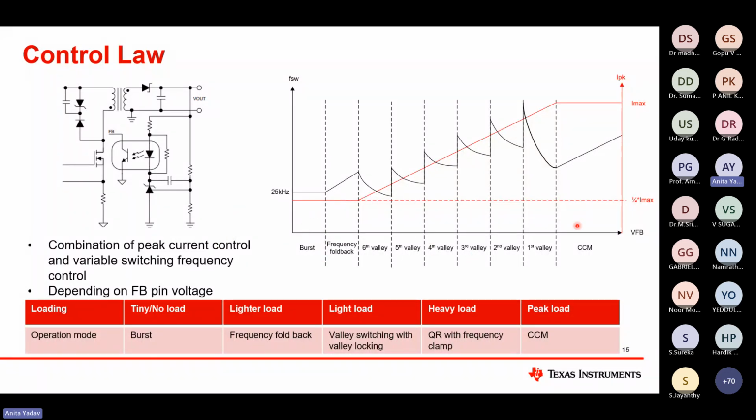It's also kind of the same. If we are at a very tiny load, then we are operating in burst mode operation. Then if we go to a lighter load, it goes into the frequency foldback operation. Then with an increase in load, but still light load, it goes to the sixth valley. Light load to heavy load goes all the way from sixth valley to the first valley. And for the heavy load, particularly low line and full power, it operates in the first valley, QR with the frequency clamp. And for the peak power demand, it goes into CCM.